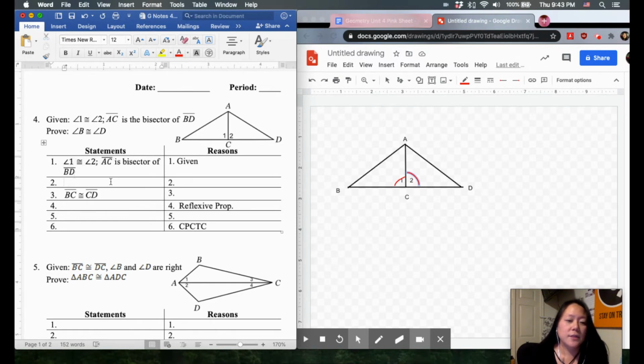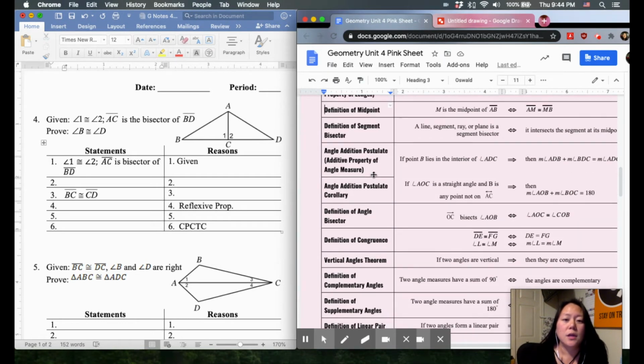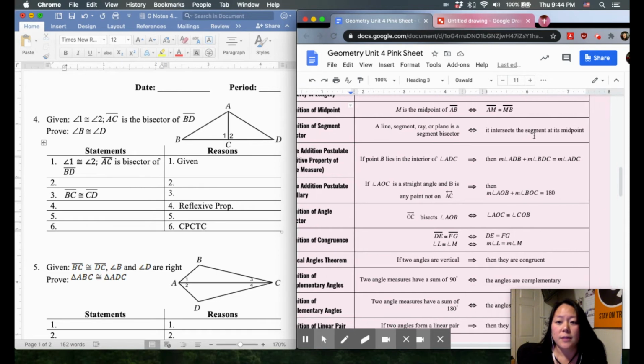Okay, so as far as the first part of the statement, that might not help us much for the very next statement, but when we have a segment or ray or anything that's a bisector of a segment, we're probably going to want to go with that. So if we go back to the pink sheet, the definition of a segment bisector says that a line, segment, ray, or plane is a segment bisector if and only if it intersects the segment at its midpoint.